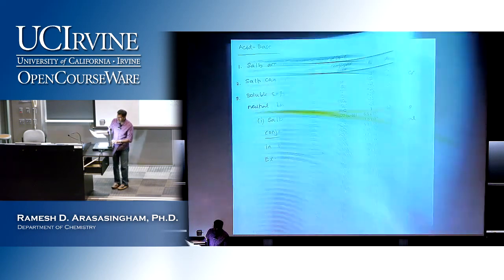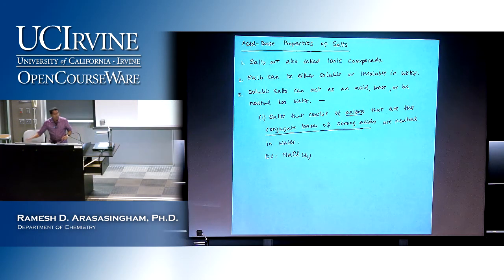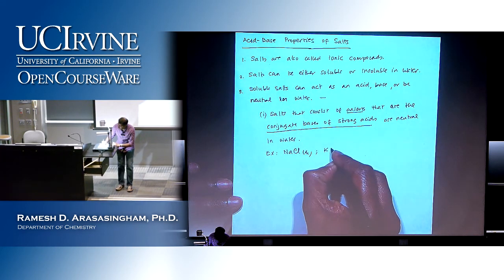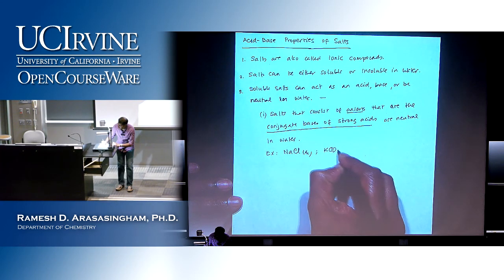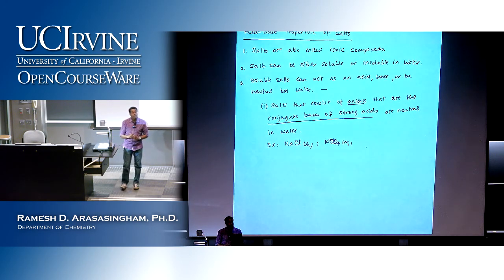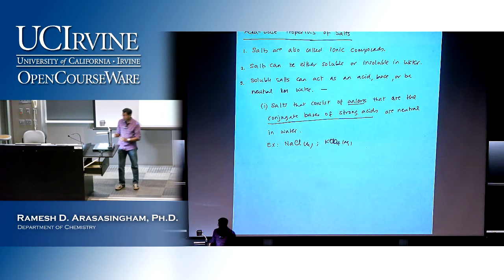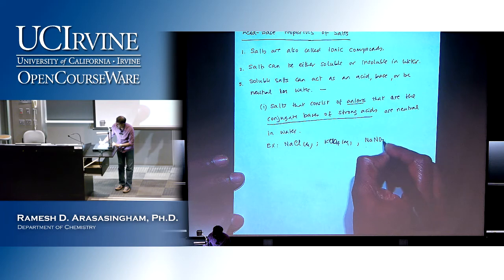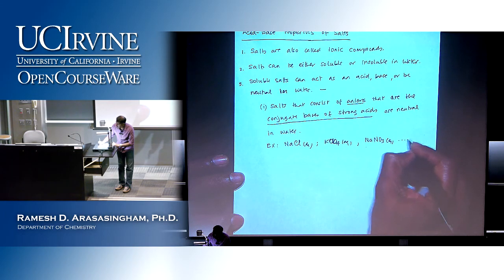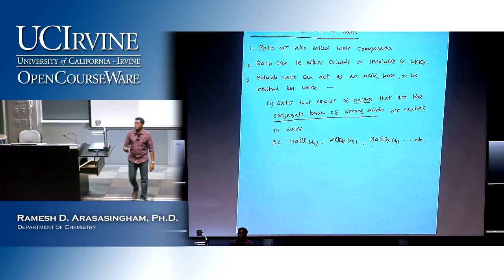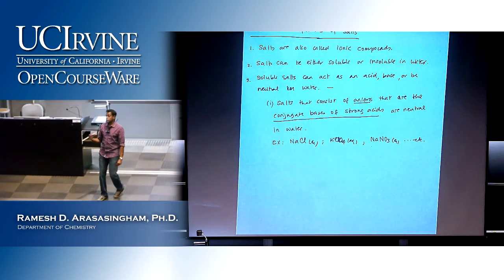All right? And so you can take sodium chloride. We said perchlorate, KClO4 aqueous. So this is KClO4. That's the conjugate base of a strong acid. You can take NaNO3 aqueous, and so on. These are all examples of salts that contain anions that are conjugate bases of strong acids.